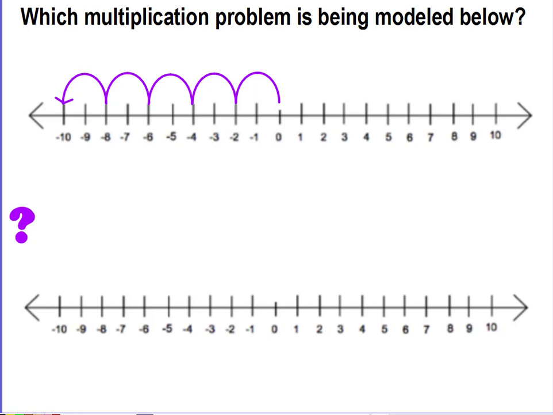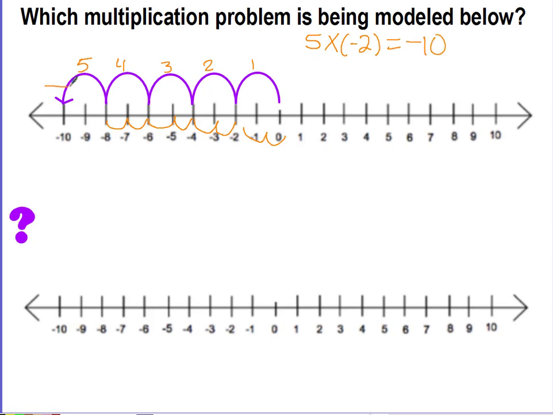Okay, so which multiplication problem is being modeled below? Again, our hops means same thing as groups. So here I have 1, 2, 3, 4, 5 different groups. Each group contains -2. So each contains -2, which means that a +5 times a -2 gives us a -10.